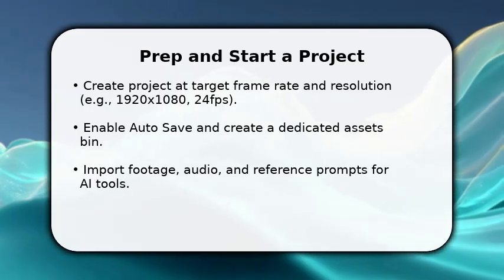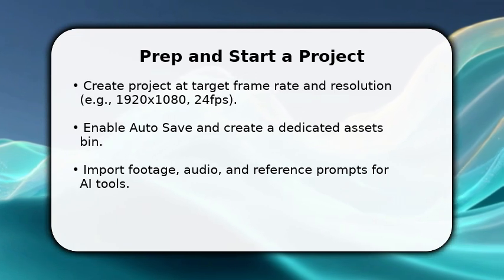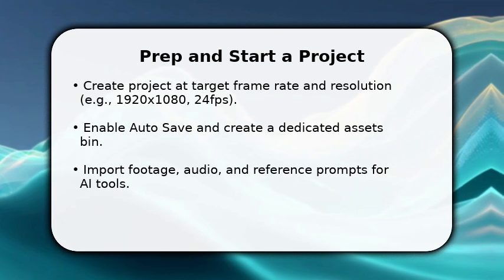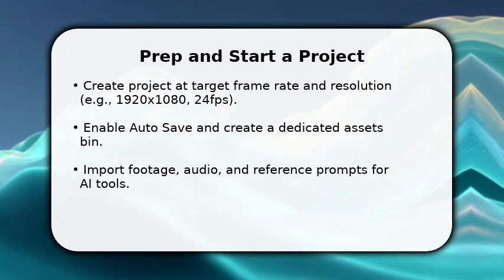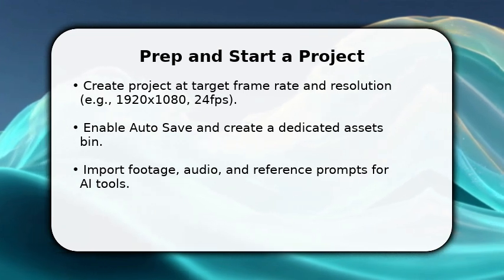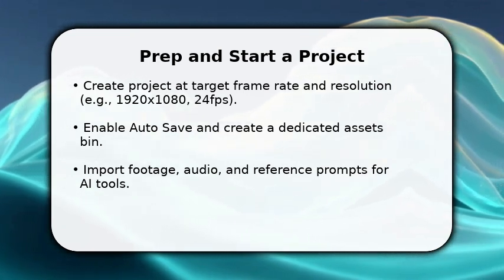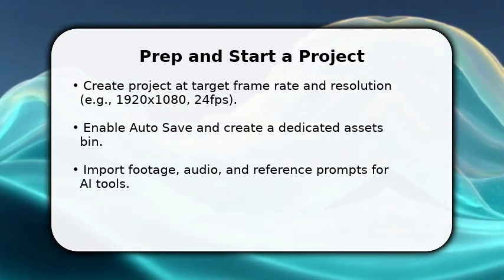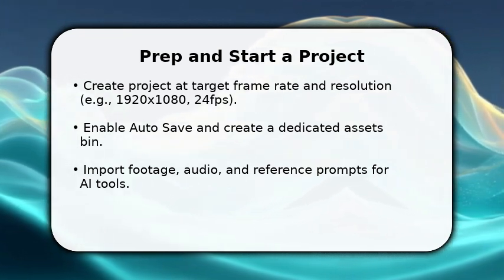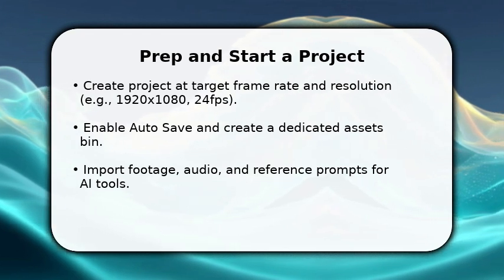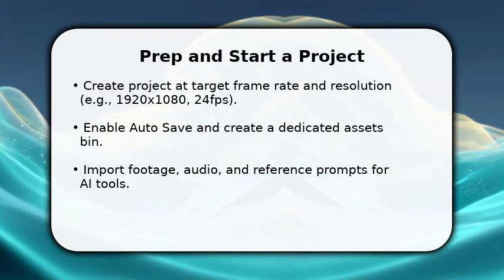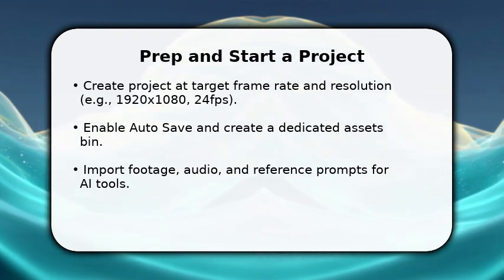You'll begin by preparing a focused Premiere Pro project so the generative features behave predictably. Set your sequence to the final resolution and frame rate, then enable auto-save and organize an assets bin. Once done, import your clips, voiceover, and any style reference images or prompt notes. Next, open the Generative AI workspace or panel and sign into the required service. Make sure your GPU acceleration is enabled so rendering and previews stay responsive while you apply AI.